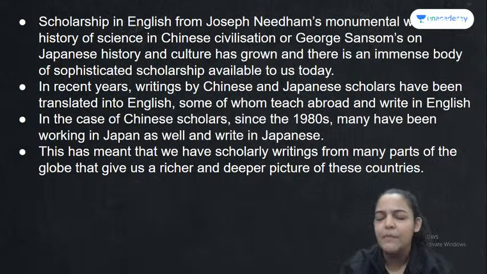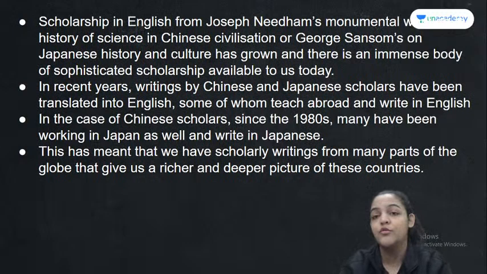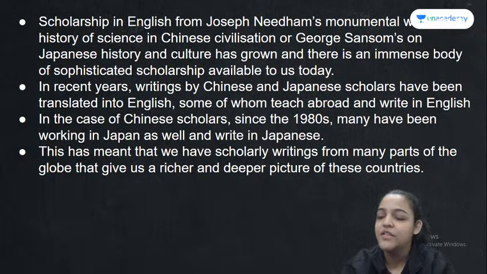We have a lot of material available to understand Chinese and Japanese history. Not only do we have the indigenous material, we have English scholarship, we have the records left by Christian missionaries, we have foreign travelers, we have indigenous travelers, and we have indigenous writers whose works have been translated also. So we actually have a plethora of documents to understand Chinese and Japanese history. So this is as far as your sources are concerned.